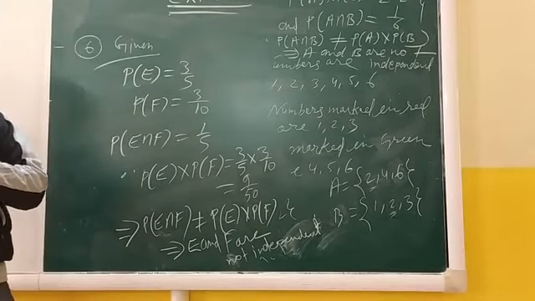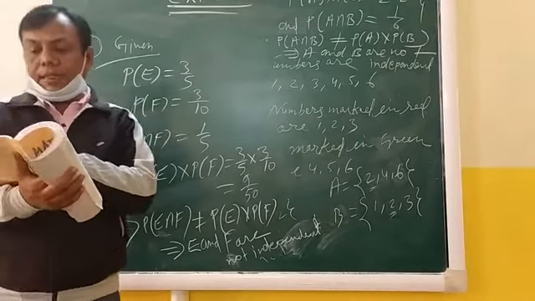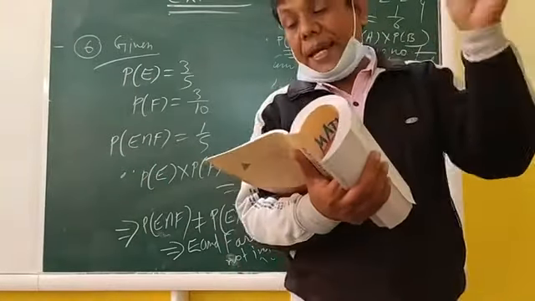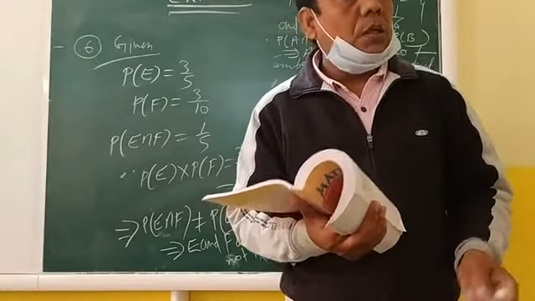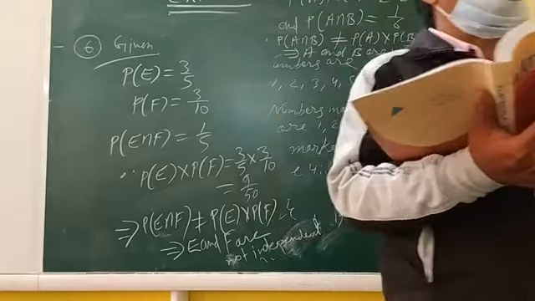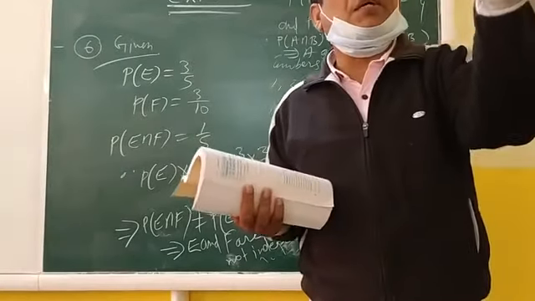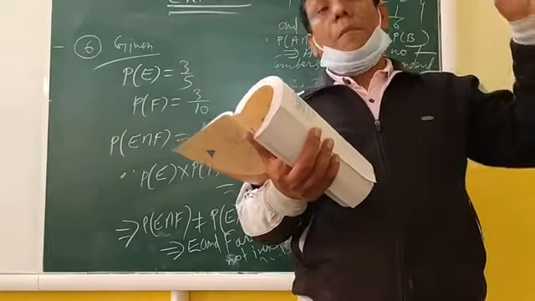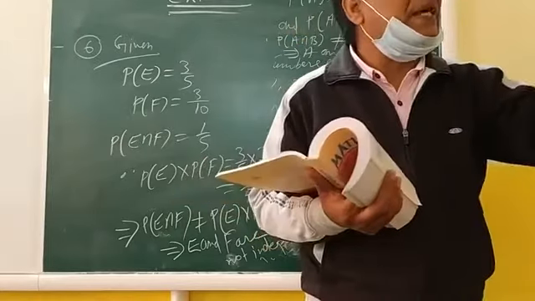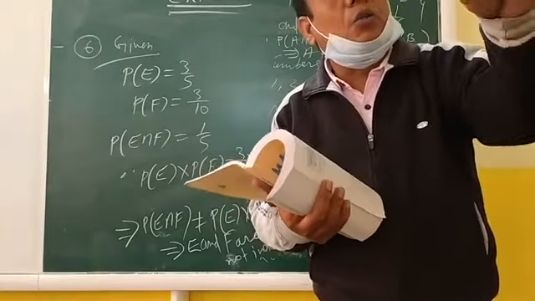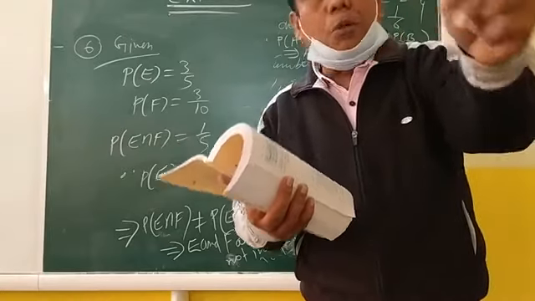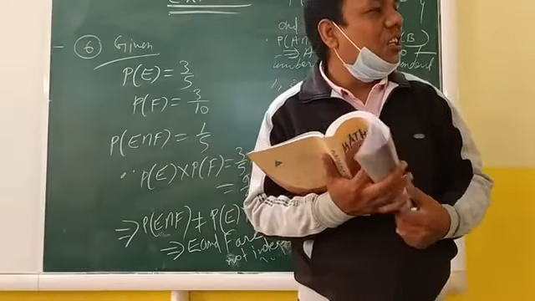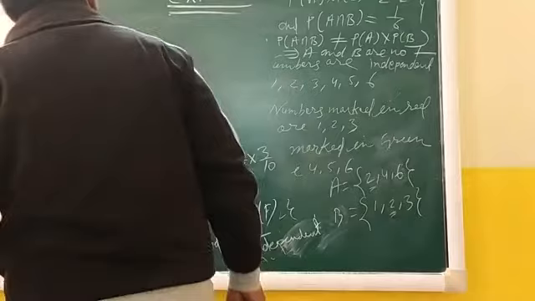The next question is question number 7. Given that the events A and B are such that P(A) equal to 1 by 2, P(A union B) equal to 3 by 5, P(B) equal to small p. Value is given, small p. Find p. If they are, two conditions are given: number 1, mutually exclusive; number 2, independent. Got it or not? Two things are given. So let us check.